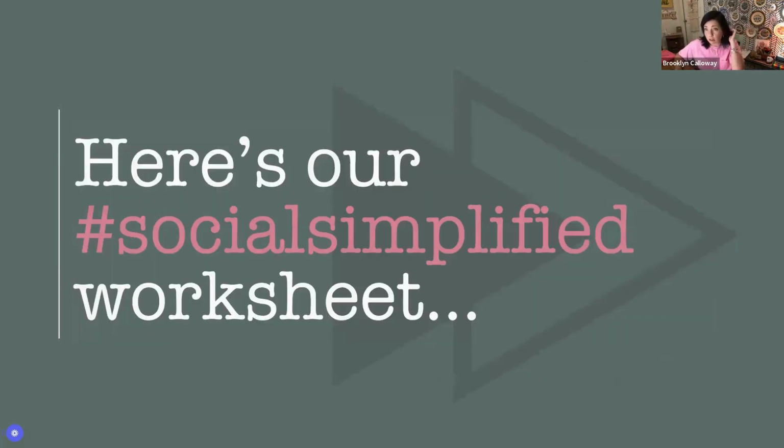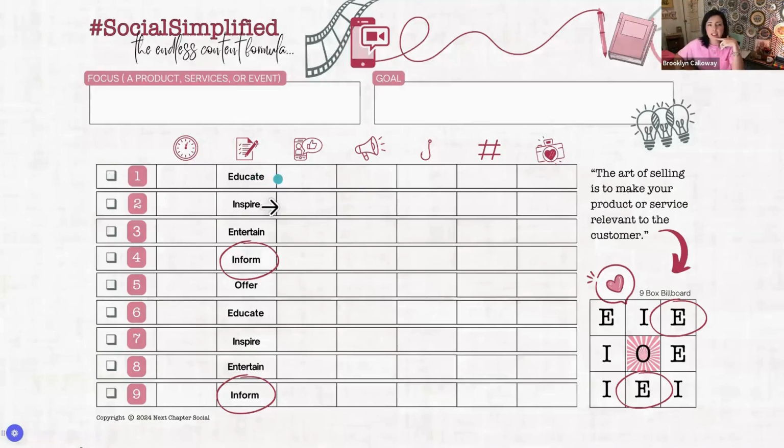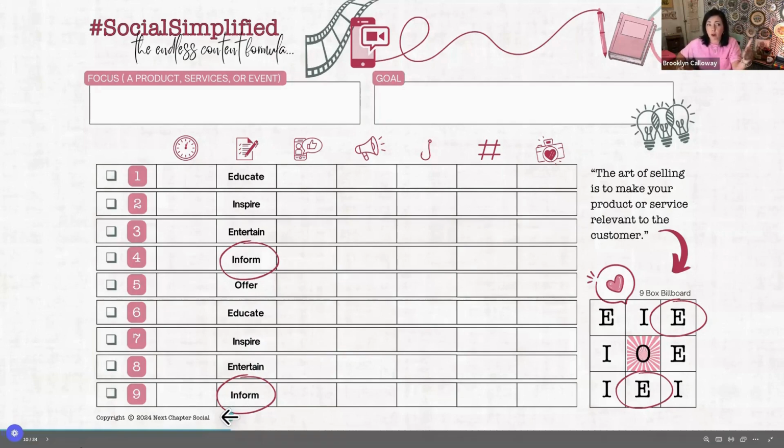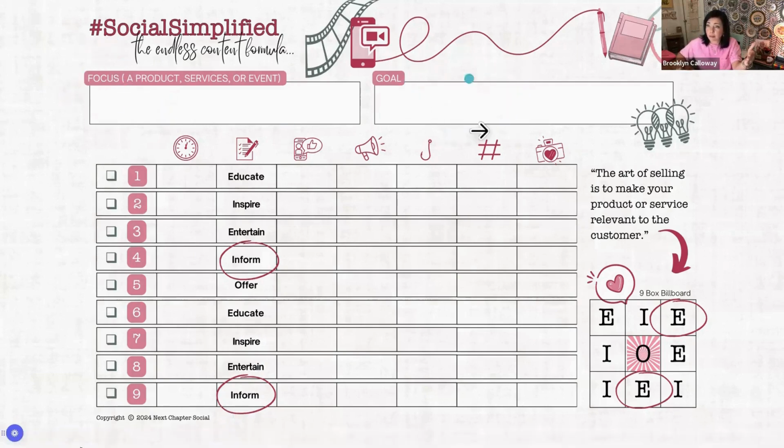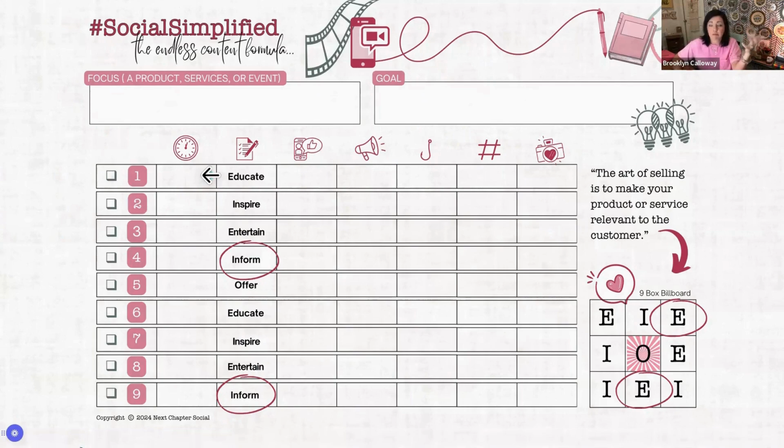So here's our Social Simplified worksheet that's built on the endless content formula. Educate, inspire, entertain, inform, offer. Educate, inspire, entertain, inform, offer. You can keep going. Notice that there's only 9 posts here. You can do all 9 posts over a singular focus with a good goal in mind, a good number goal, something that's measurable. This particular worksheet allows you to pinpoint what you want to talk about here. This is just a few notes you would want to do.